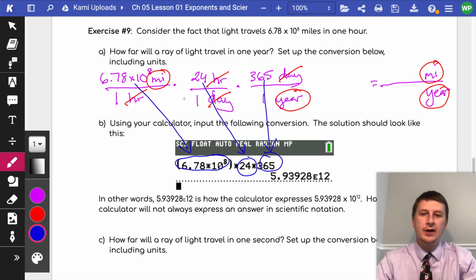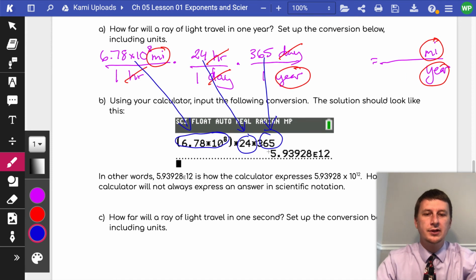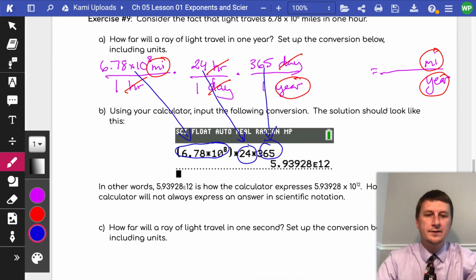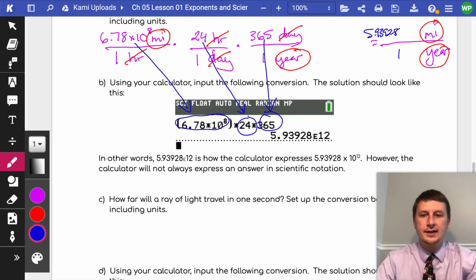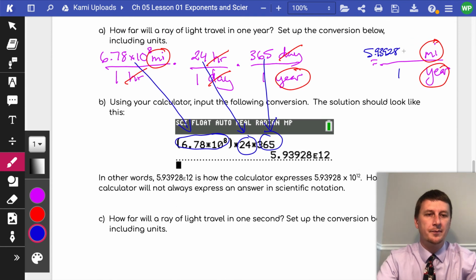However, if any of these fractions had numbers other than 1 in the denominator, you would have to utilize the fraction option in your calculator to input the exact fractions. But your solution looks like this. And your solution gives you, in 1 year, light travels 5.93928 E 12. In other words, E 12 is how the calculator is expressing scientific notation, as that number times 10 to the 12th. So this is really that number times 10 to the 12th.